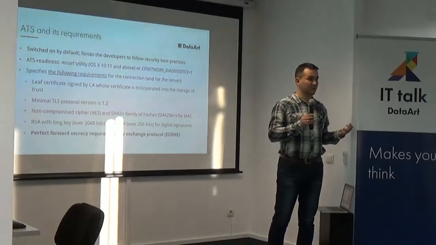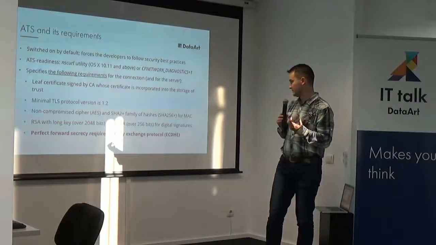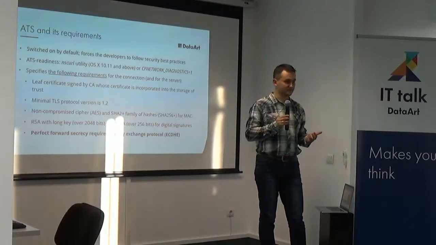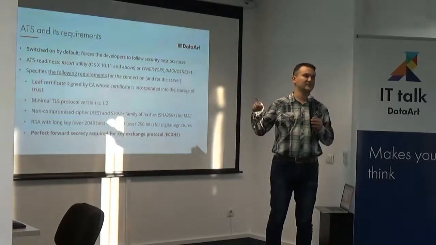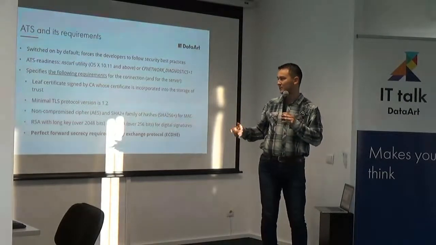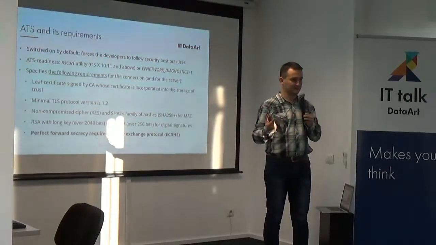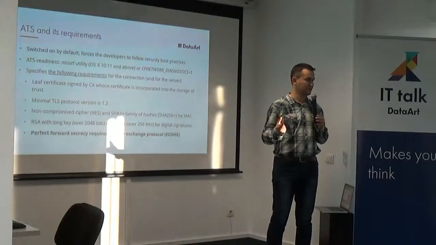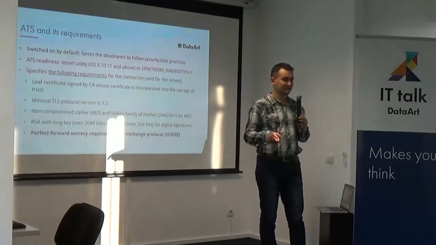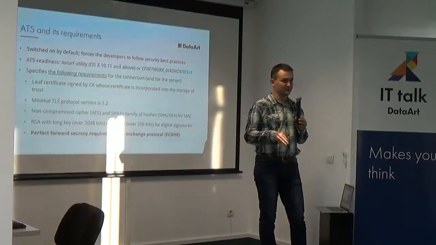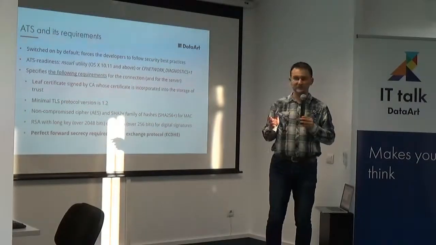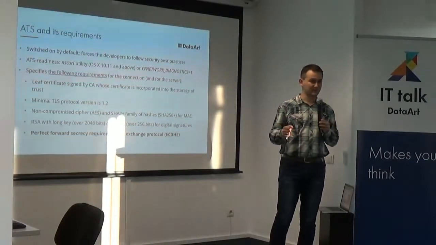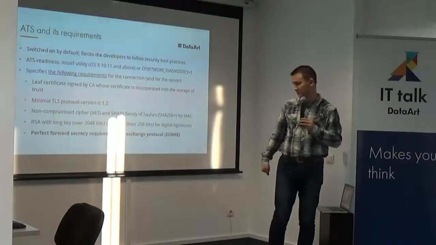The requirements for an ATS compliant connection are the following. These are mainly for the server. First of all, the leaf certificate should be signed by a certificate, which is signed by a certificate, which is signed, and so on and so forth, until we have the CA certificate. So the first thing, the CA certificate should be from a trusted authority. The second one, minimal TLS version should be 1.2. No exceptions. Then a non-compromised cipher, AES only, should be used for connection encryption, and the SHA-2 family of hashes should be used for message authentication codes.